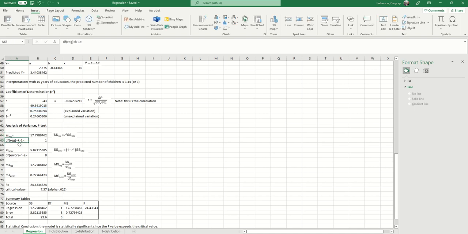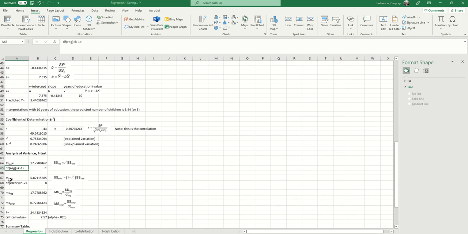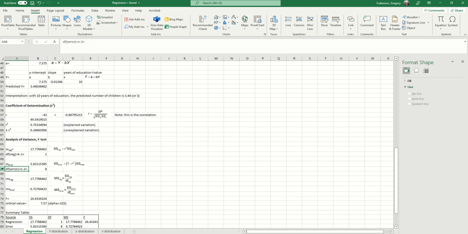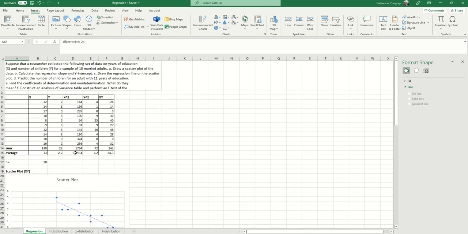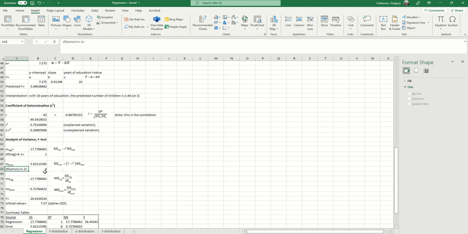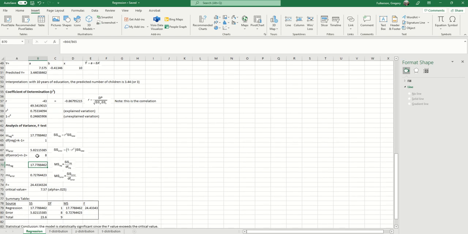So for the first one, it's the k minus 1, which is the number of variables in the model. So there's 2 minus 1. And for the second, sum of squares error, the degrees of freedom is n minus 2, which is the sample size minus 2. So there's 10 couples. 10 minus 2 is 8. And that's what we've got there. And when we divide those things, right, you can see the mean square regression is just taking and dividing 17.7 by 1, so it's the same value. Anything divided by 1 is itself. The other one, however, 5.8 divided by 8 gives us 0.72.